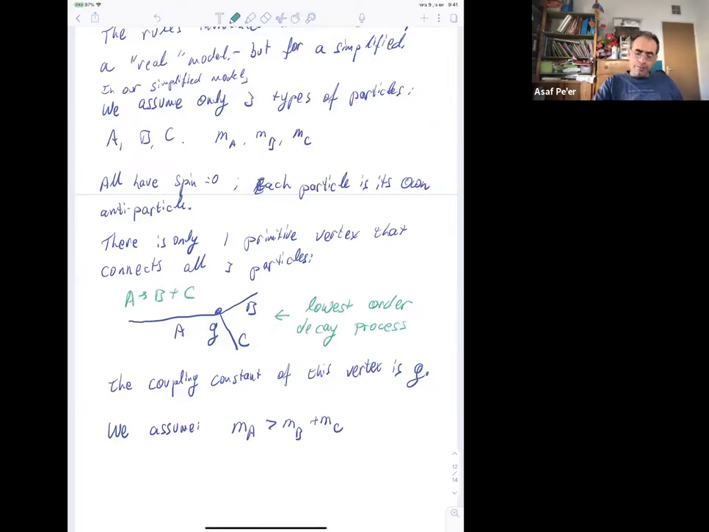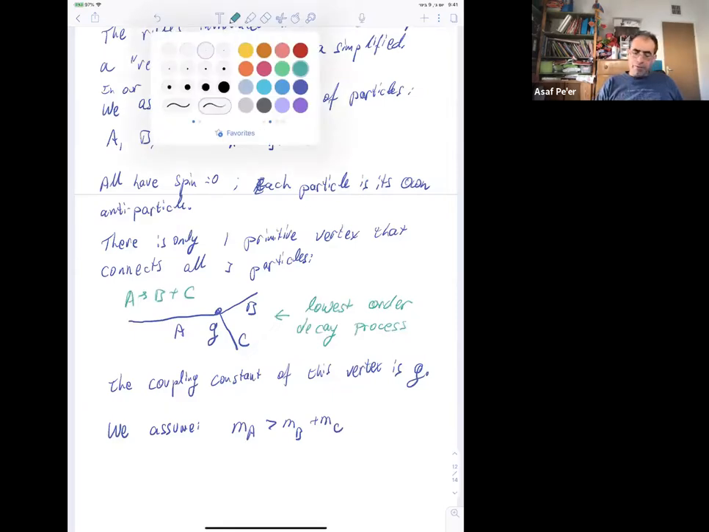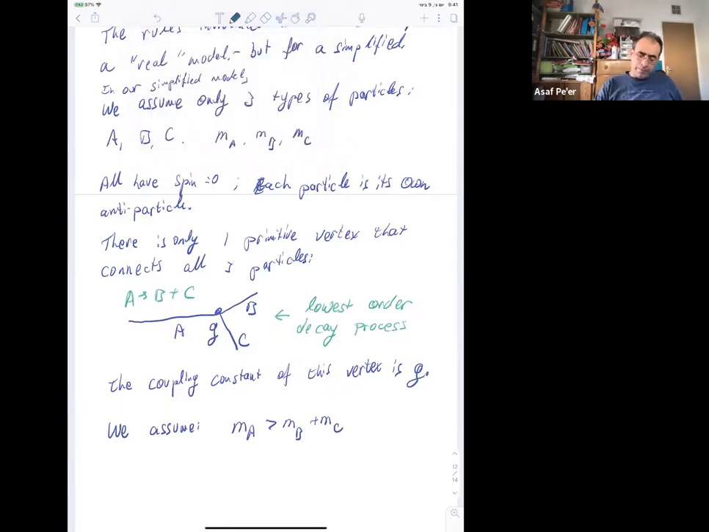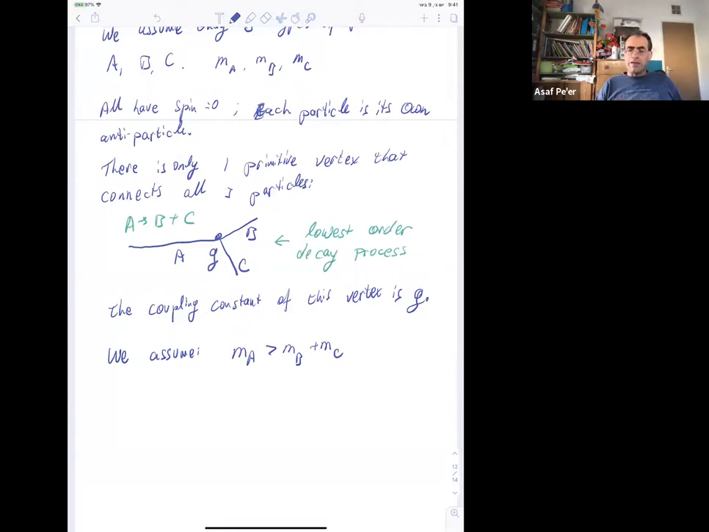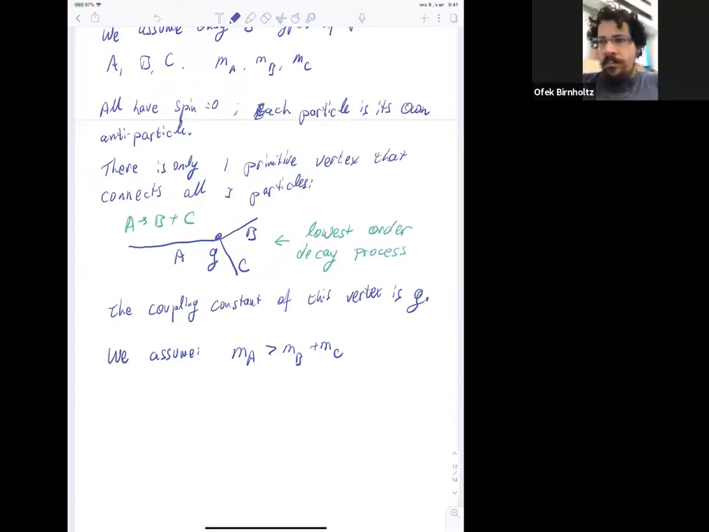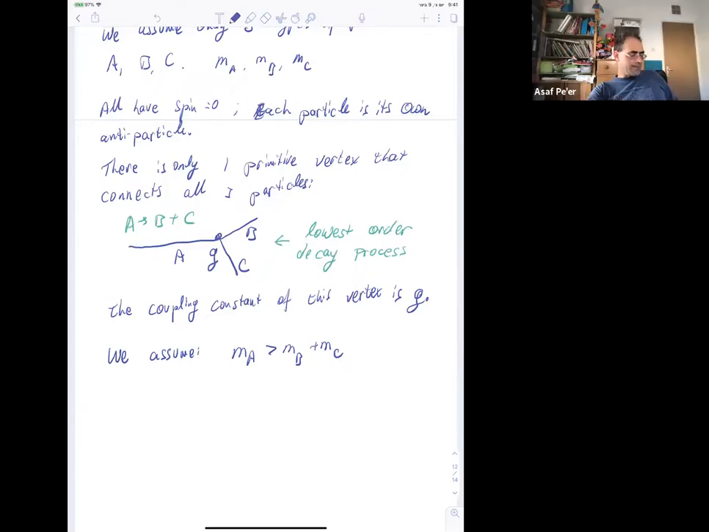Now, of course, this is not the only option. Let's draw a few other options for the decay process. This is the first order diagram, so this is the leading order. What will be the order of the decay process of the next order diagrams? This is order one because we have one vertex. What will be the next order?